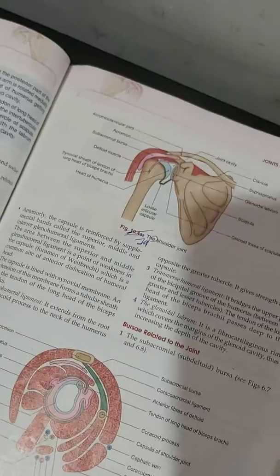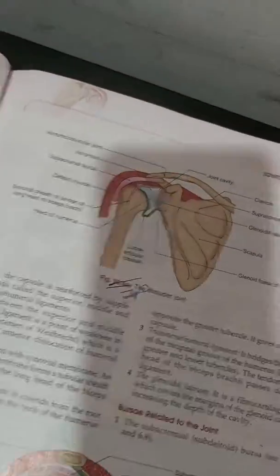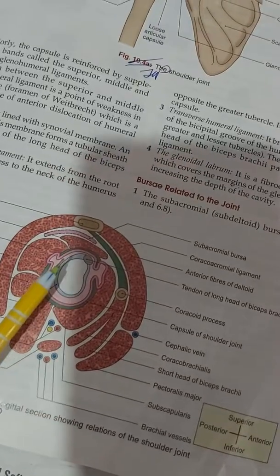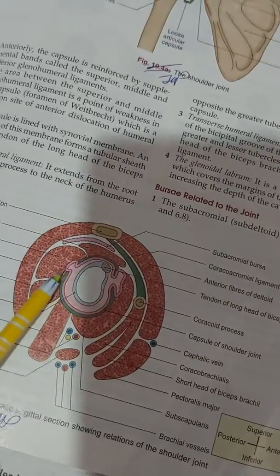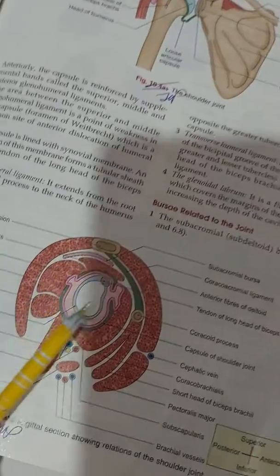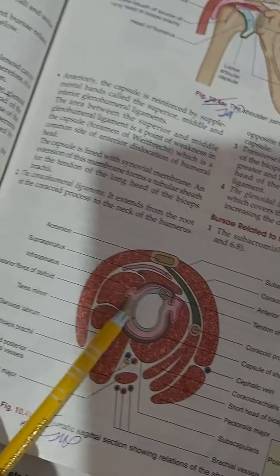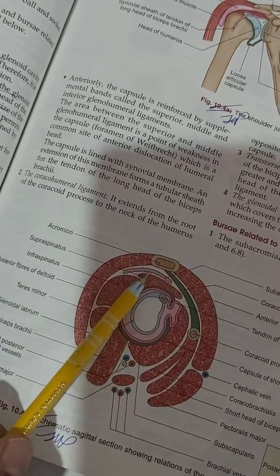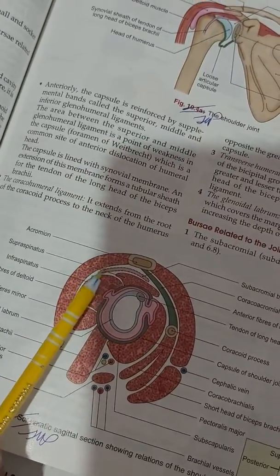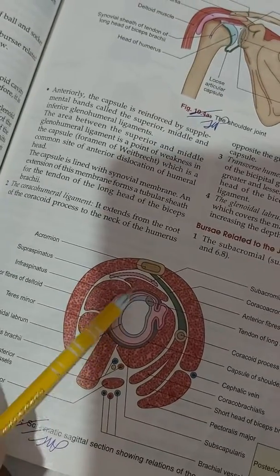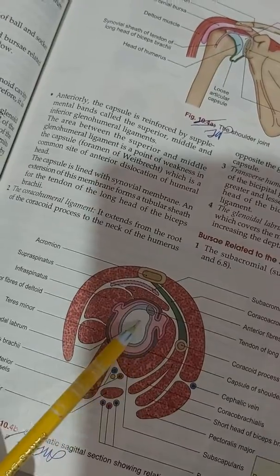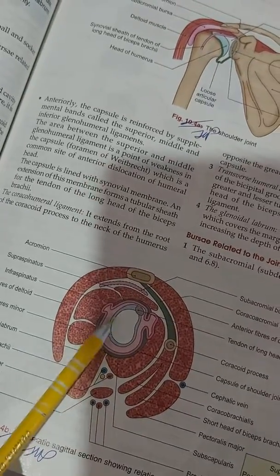Now we have a few points about the bursae of the joint. Basically, the shoulder joint has three bursae: subscapularis, infraspinatus and subacromial. This is the subscapularis bursa, this is the infraspinatus bursa, and this is the subacromial bursa. The subacromial bursa is the largest bursa and it does not communicate with the joint cavity, while the infraspinatus and subscapularis bursae communicate with the joint cavity.